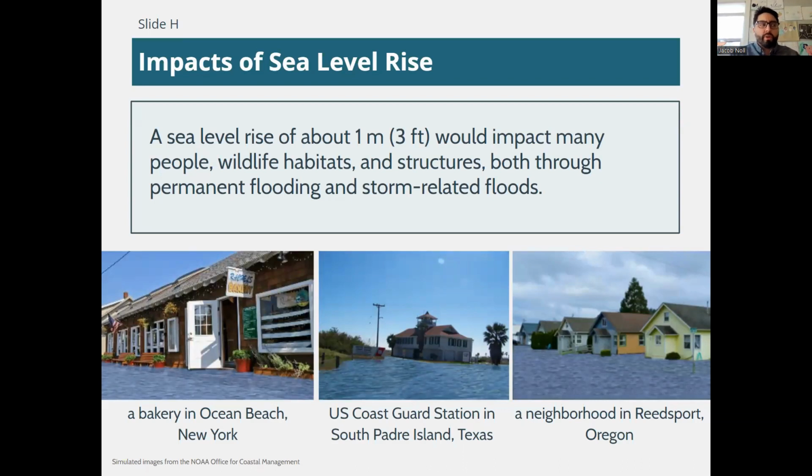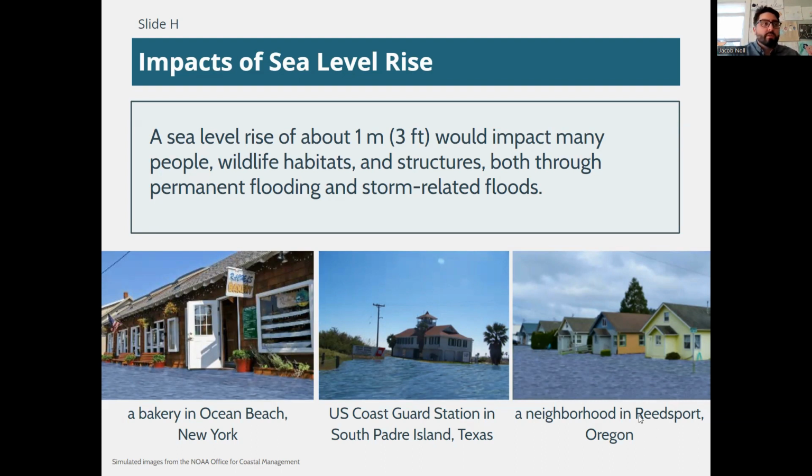So what we have here are 3 different communities in the United States where we took an actual picture, and when the projections were calculated, where would the water reach? As you look through here, this is what would be both through permanent flooding, so the sea level rises, and that's where the average or consistent level is located, but also in case you have a storm surge from a hurricane or from a storm.